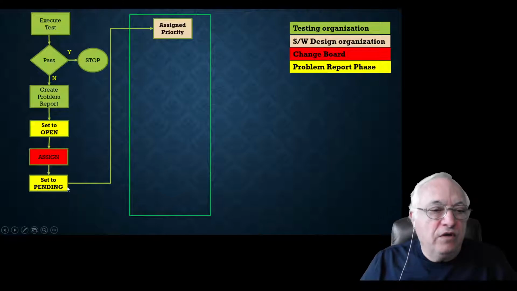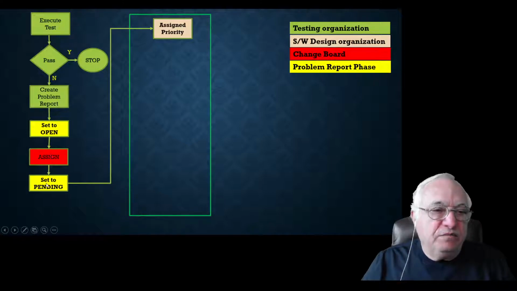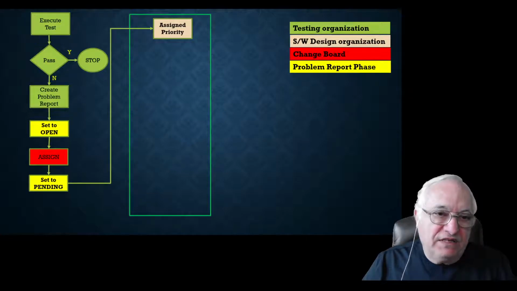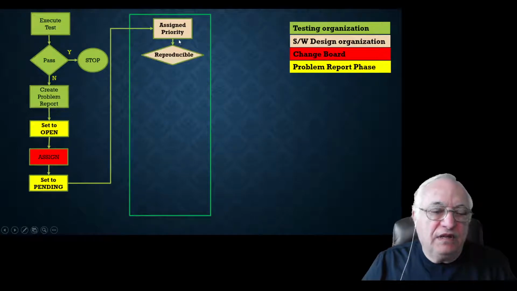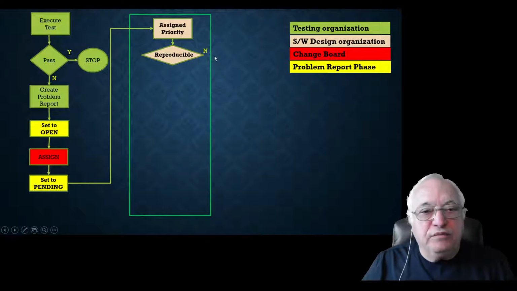Okay. So once they get pending, they go to, so this is the test organization. This is, like I noticed, the phase. Then we have the change board, and then we go to the light brown, which is the design organization. The first thing they do is assign a priority, because they're getting all these problems and they have to figure out how to go about managing this. So they must set up a priority. Then the question is, is it reproducible? If it's not reproducible, then they just go ahead and set the problem report to closed.